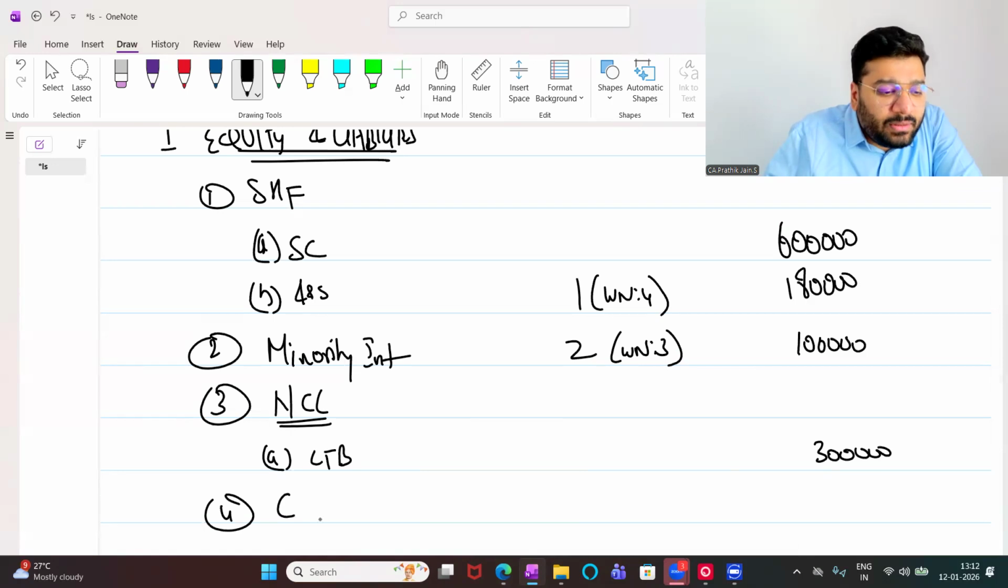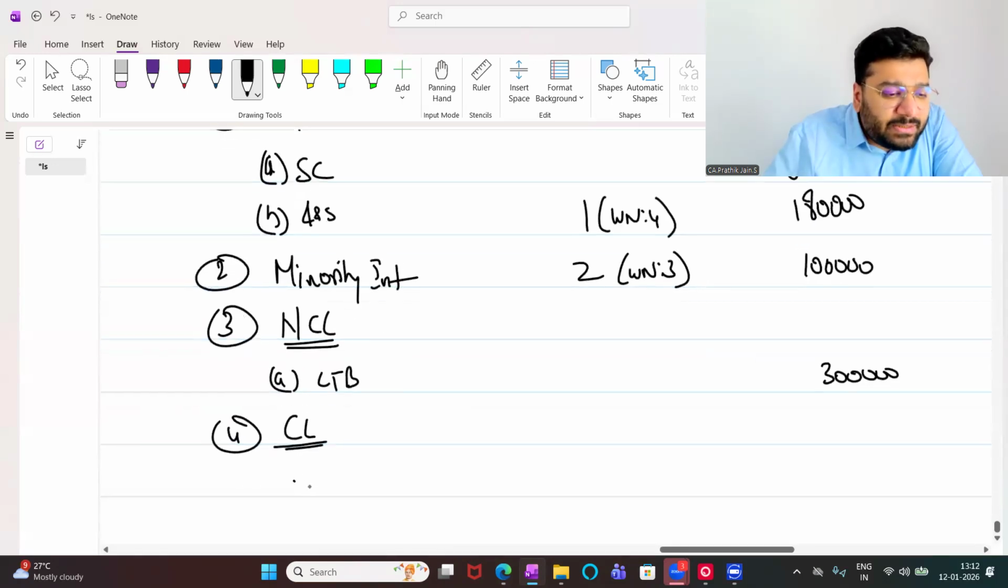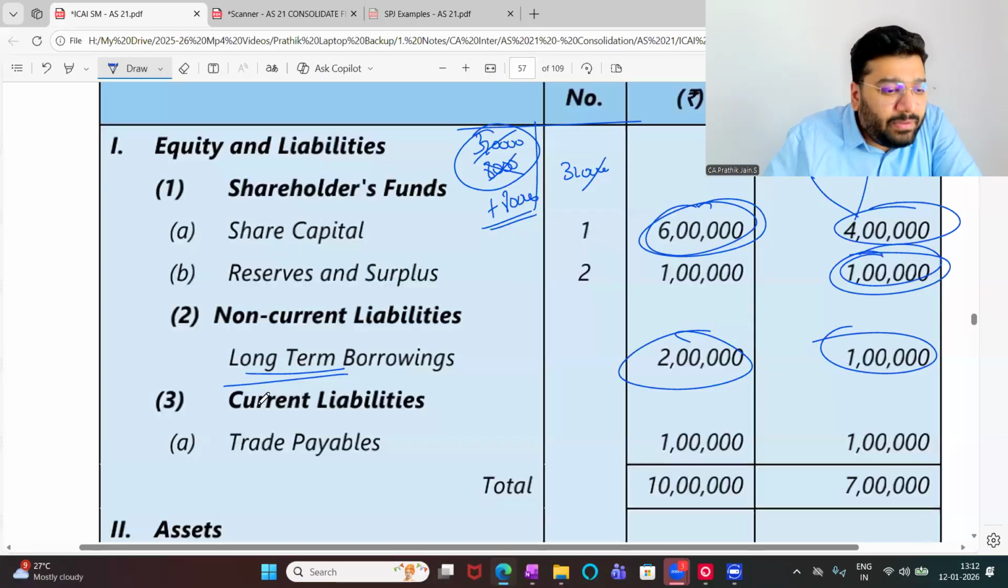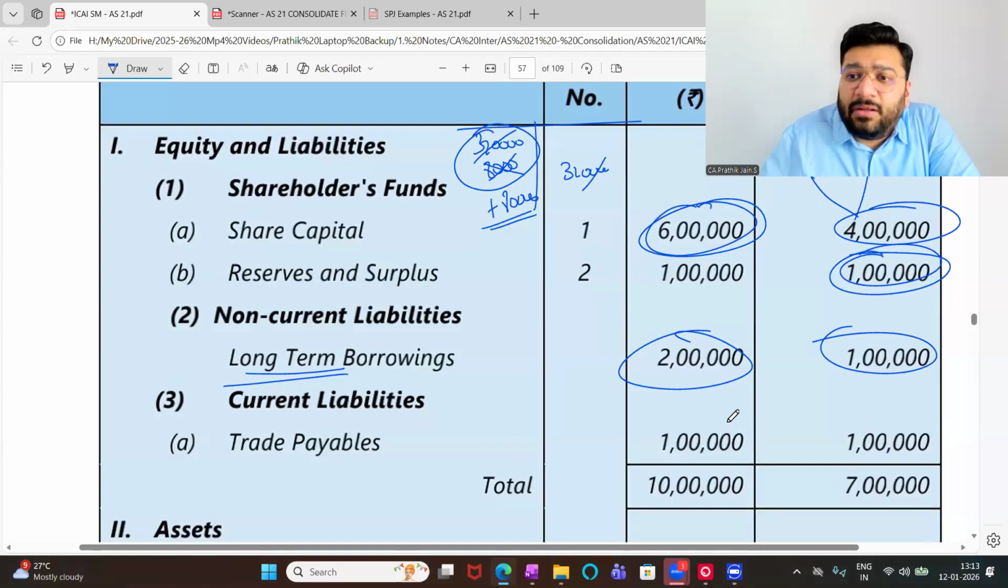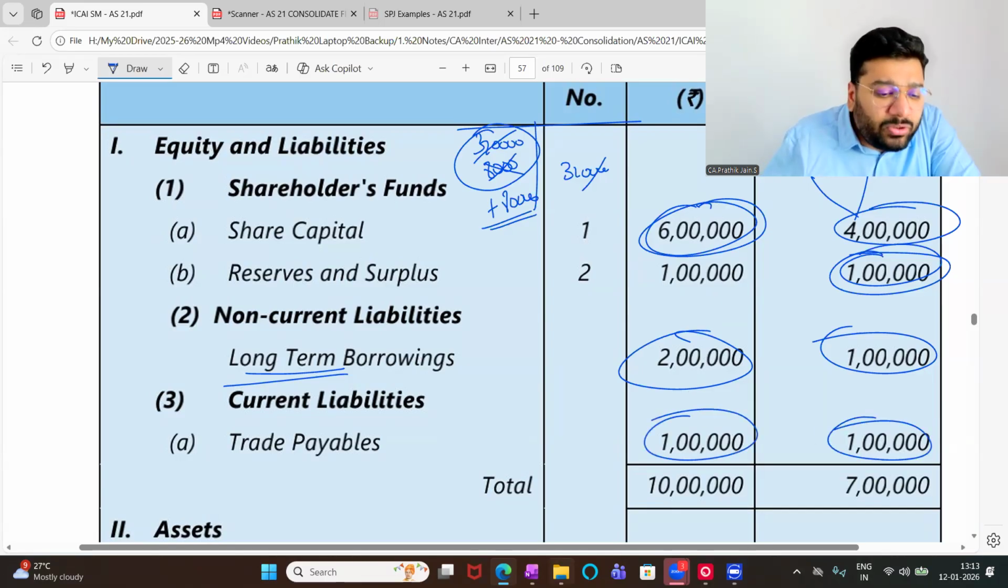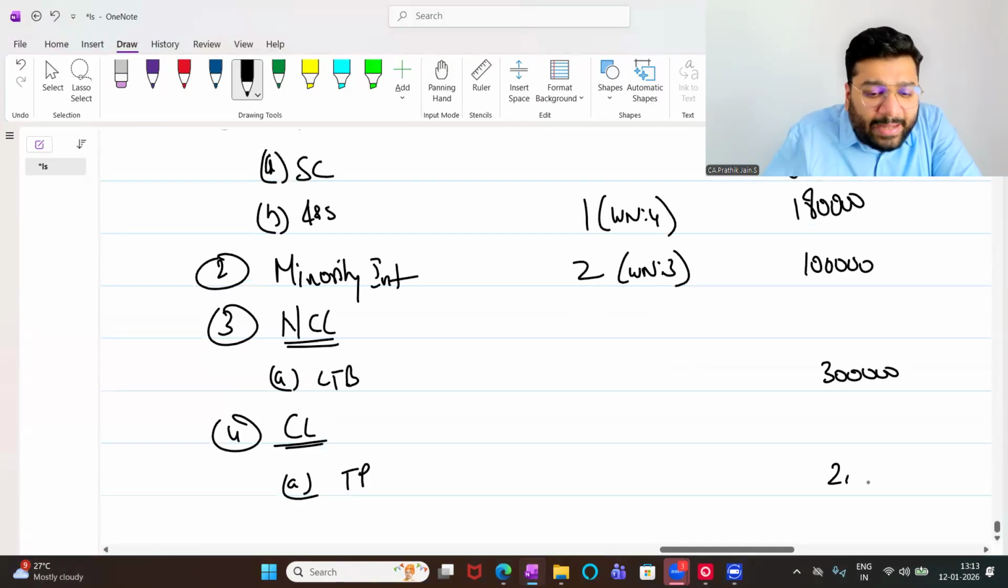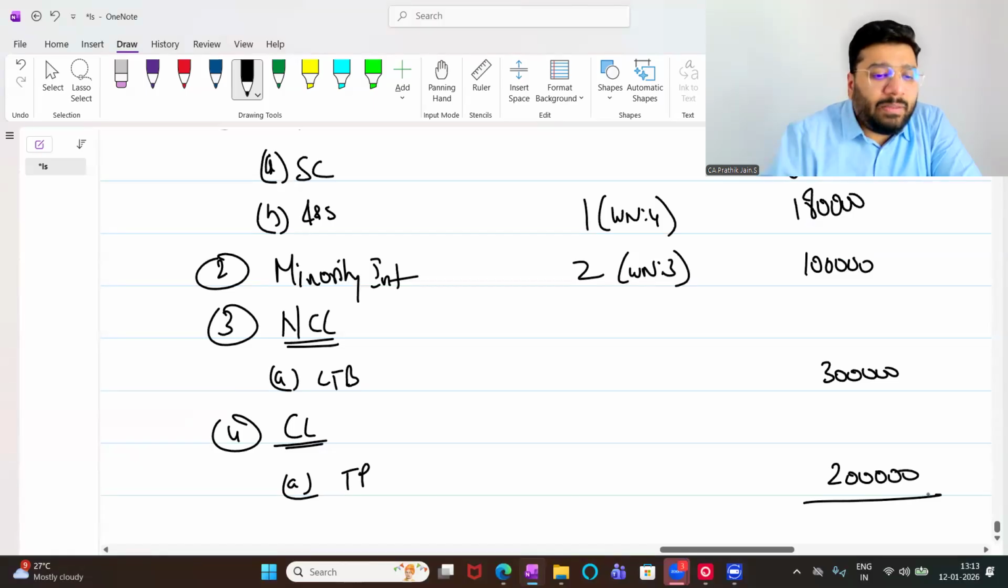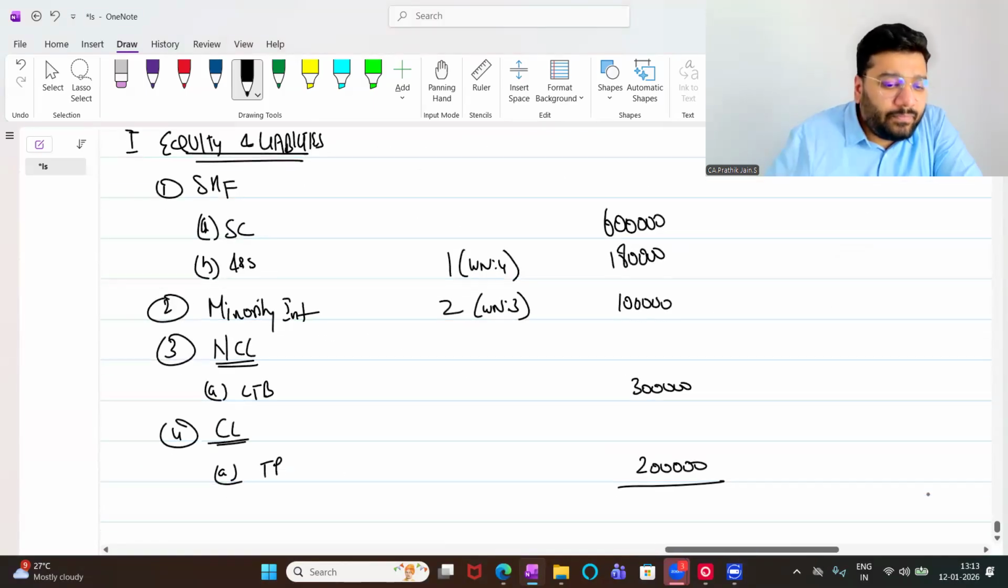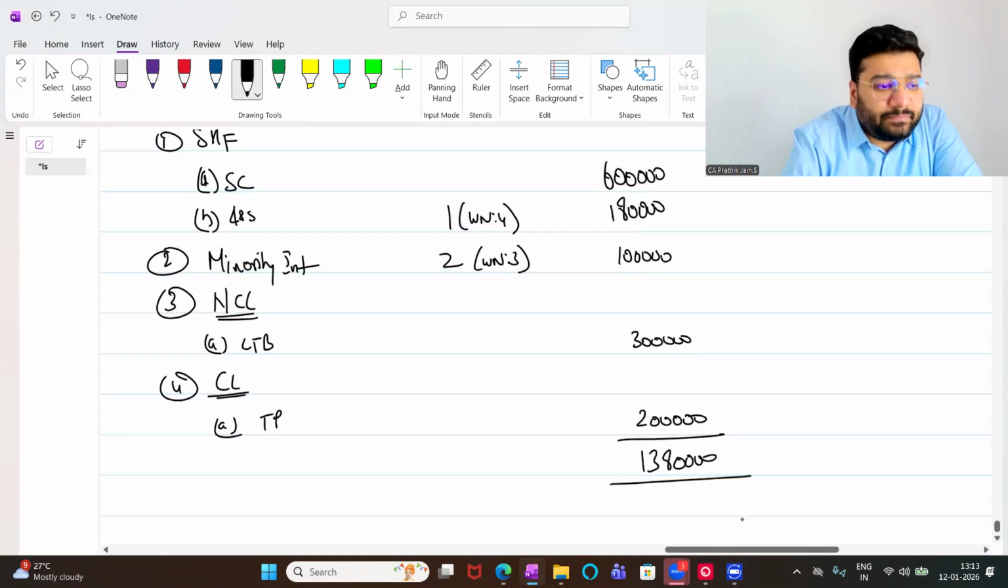4 is current liability. In that, the first item is trade payable. Is there any adjustment to be done with trade payable? Now it is not there. In future, it will come. We have certain contra entries to be knocked off. Now nothing is there, so I'm just adding both. 1 lakh plus 1 lakh, how much is it? 2 lakh. How much is total? 13 lakh 80,000. Any difficulty?